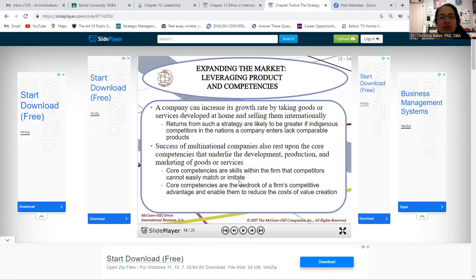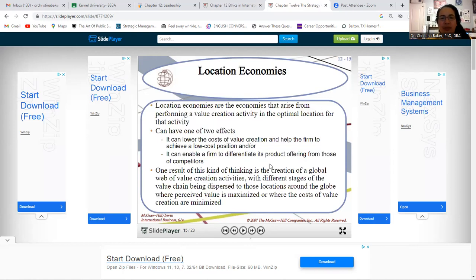The success of multinational companies also rests on the core competencies that underlie the development, production, and marketing of goods and services. Core competencies are skills within a firm that competitors cannot easily match or imitate. Core competencies are the bedrock of the firm's competitive advantage and are able to reduce the cost of value creation.